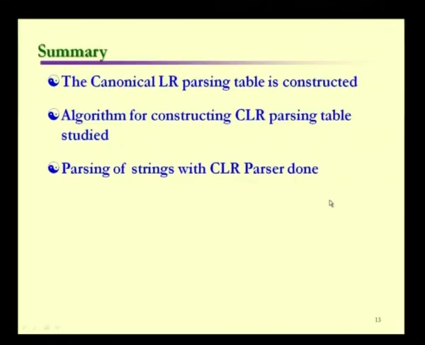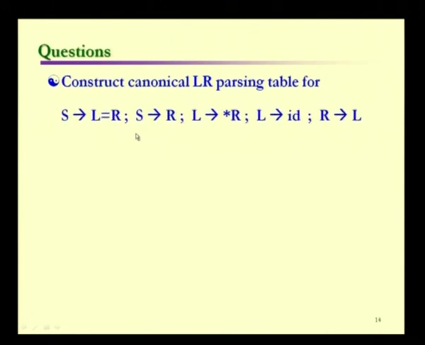To summarize, we have seen the canonical LR parsing table construction and the algorithm for parsing, and we have also seen how the parsing table is constructed and how parsing is done. To look at the problems, this is one problem for which we will not be able to successfully construct the SLR parsing table. Even though the grammar is unambiguous, we fail to construct the SLR parsing table, but if you construct the canonical LR parsing table for this, we will succeed, because the canonical LR parser is more complex and also more reliable.